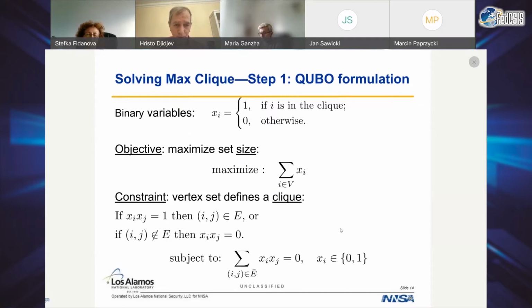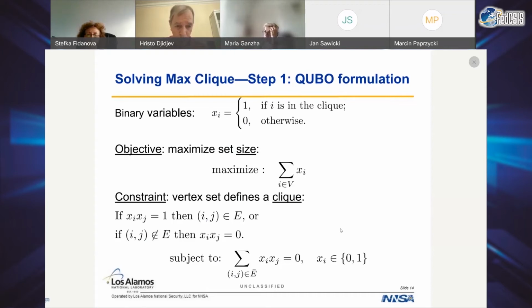If we get 0, it means that the vertex is not the click vertex. Okay, so we're looking for maximum click. So our objective is to maximize the size of this set. And the size of this set is just the sum of all the variables because of the way it's encoded. And then our objective can be to maximize this sum of xi.